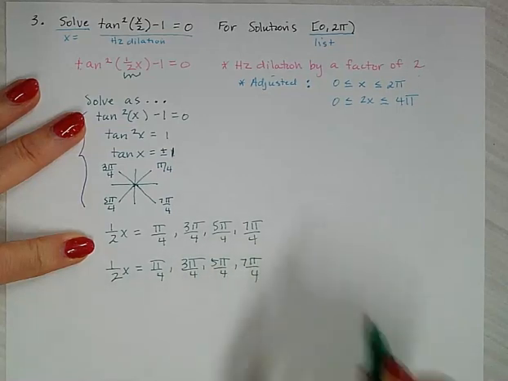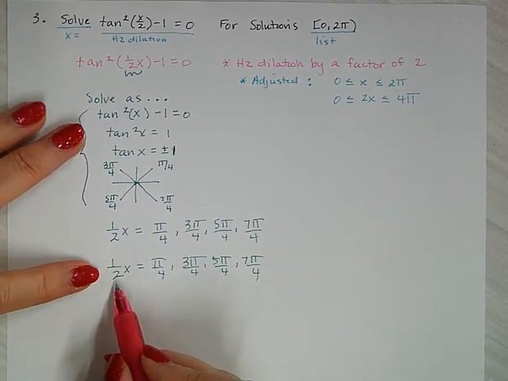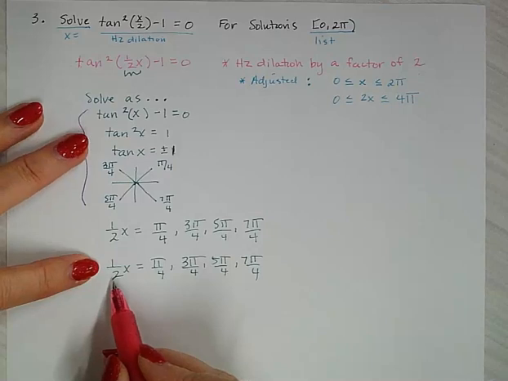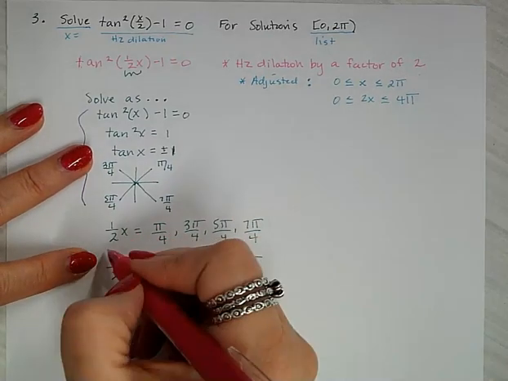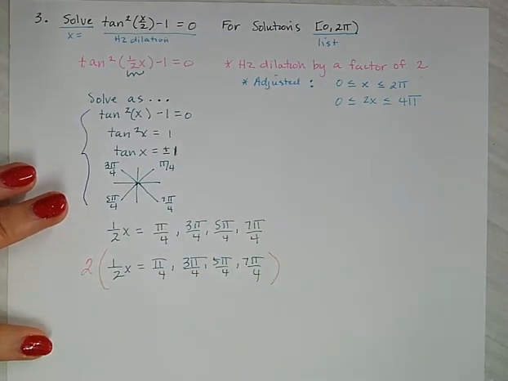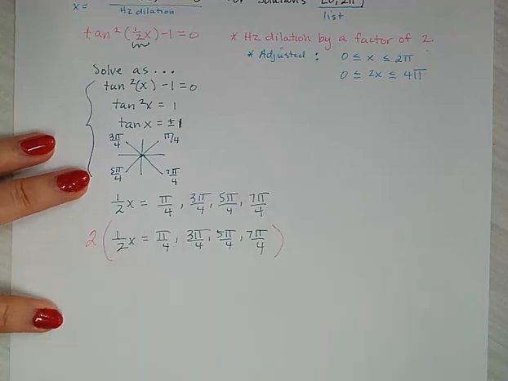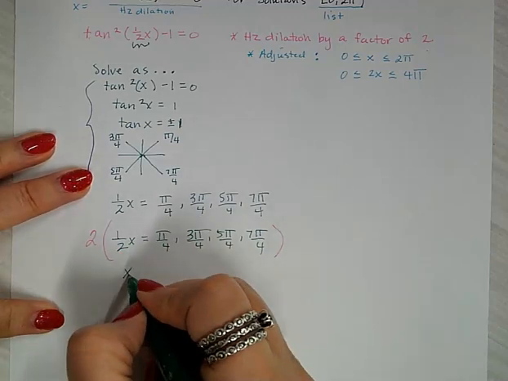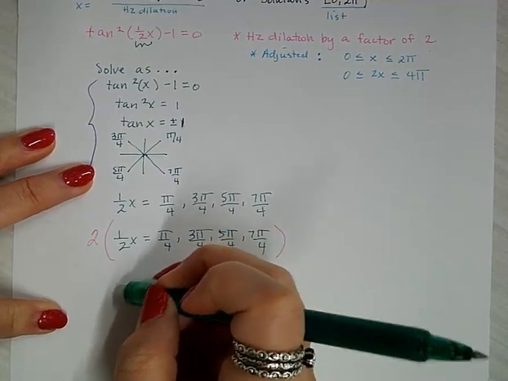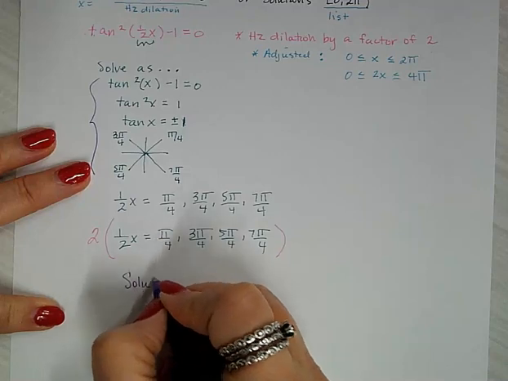All right, and so now we're going to make the adjustment. I don't want to solve for 1/2 x, I want to solve for x. So what should I multiply 1/2 by to turn it into a 1 so that I can have my answers of x equals? I'm going to multiply this whole statement by 2. As I multiply 2 times 1/2 x, I'm going to get x. Oops, you know what? I'm going to write down that this is my solution like I did on the other ones. Solution.